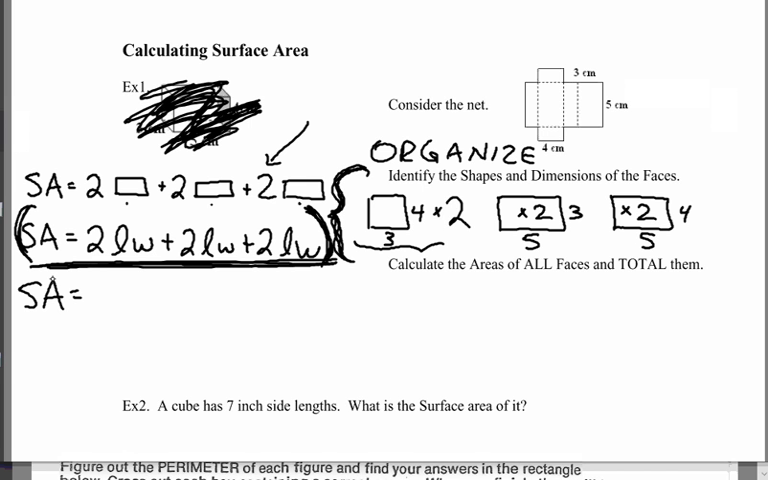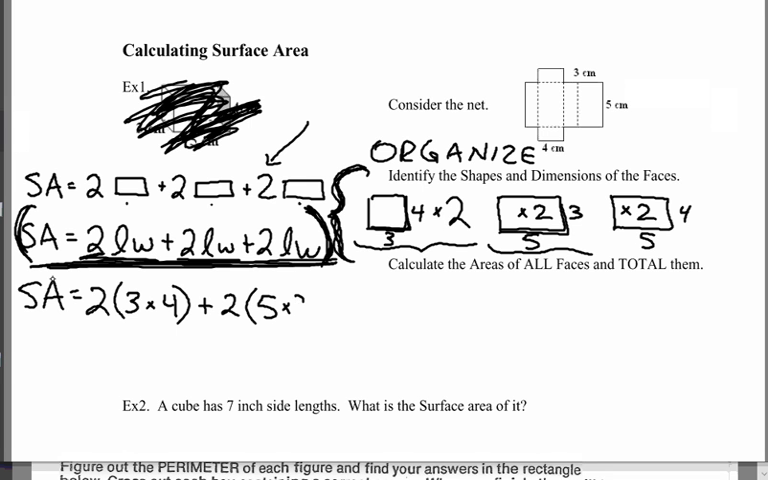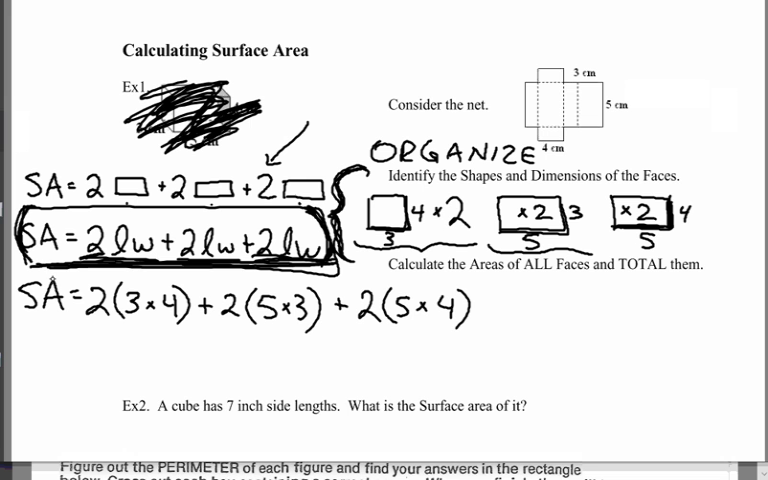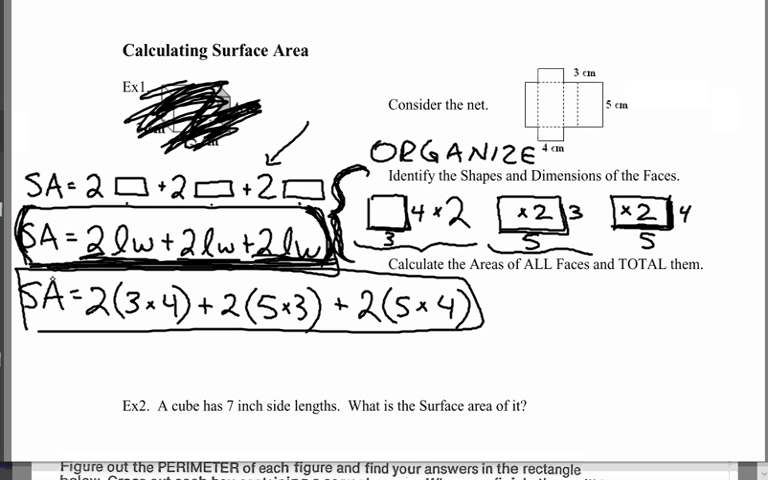But everything I need is over here. My first rectangle would be 2, 3 times 4s. Dimensions are 3 by 4, length times width, 2 3 by 4s, plus the next rectangle, I have 2 of them, times their area, which is 5 by 3. And then the third rectangle, 5 by 4, I have 2 of those that are 5 by 4. I expect to see a single equation, substitution step, and then an answer.